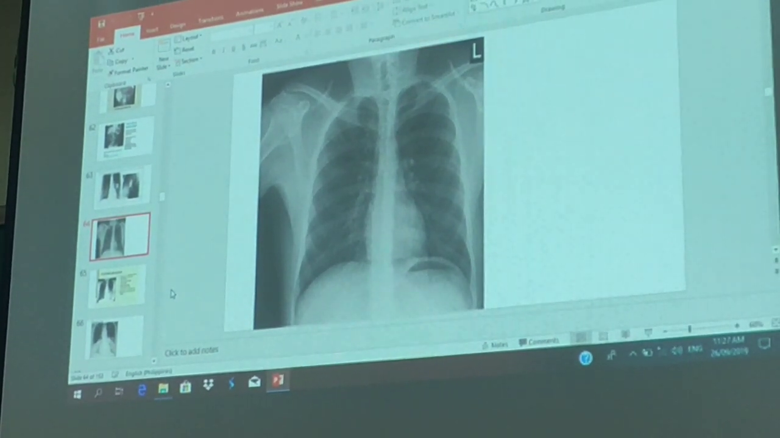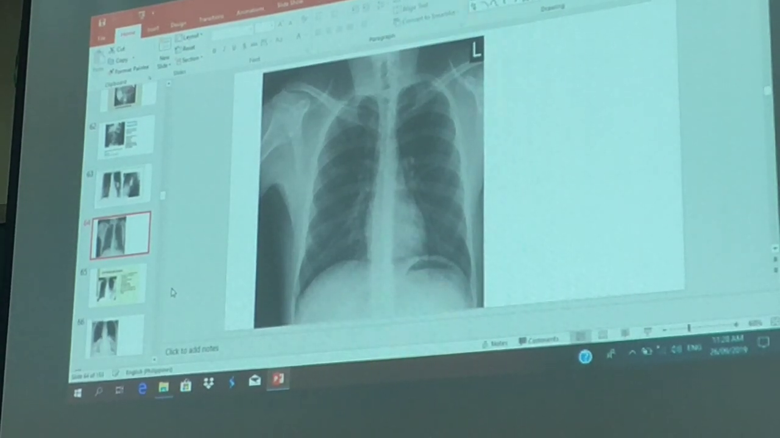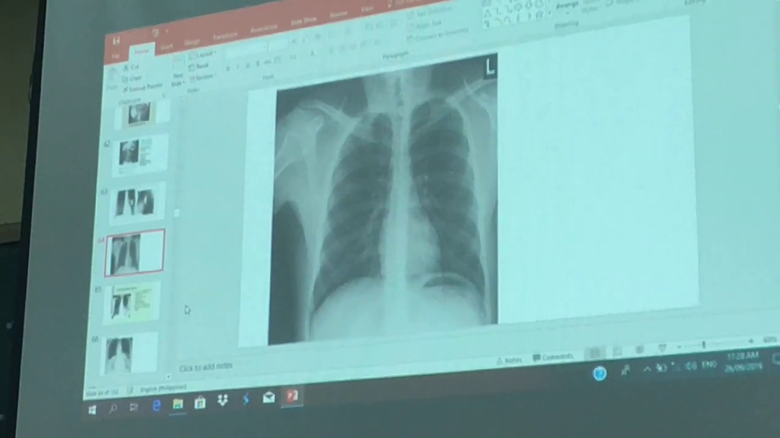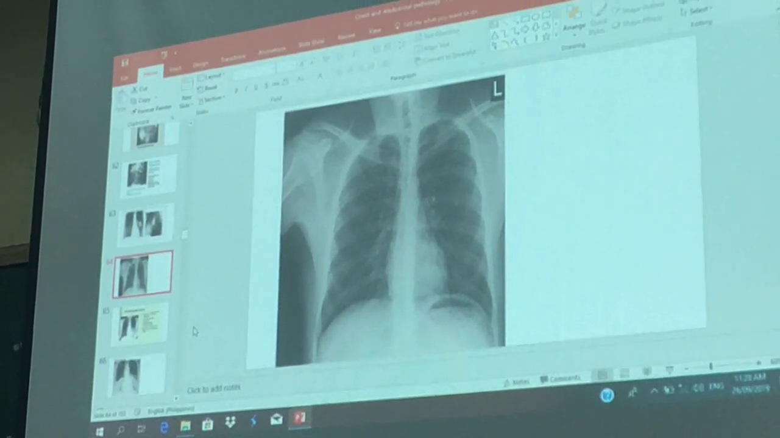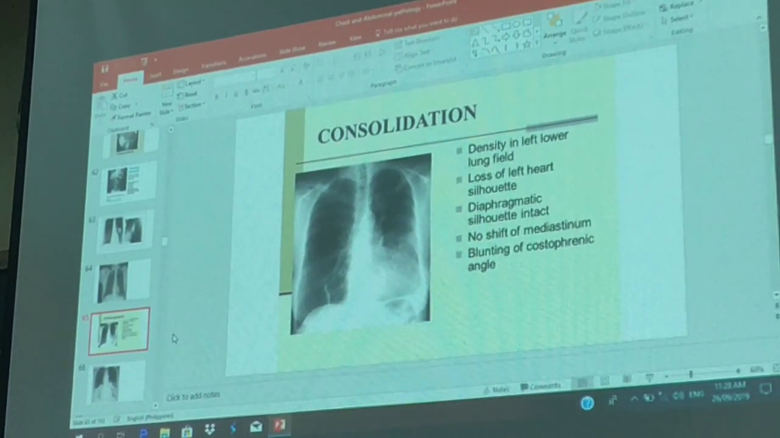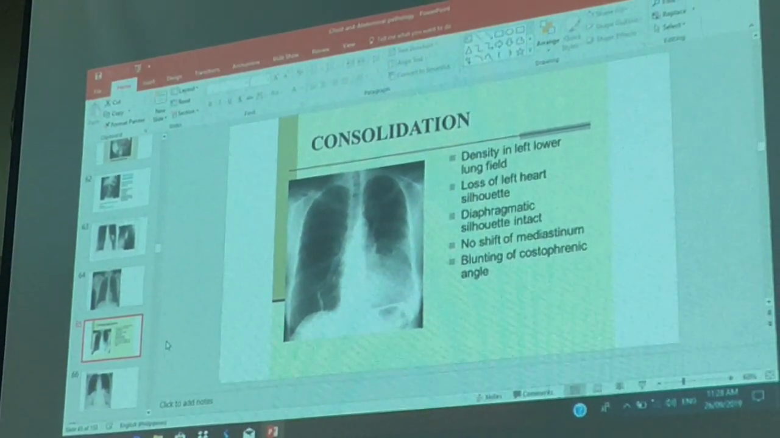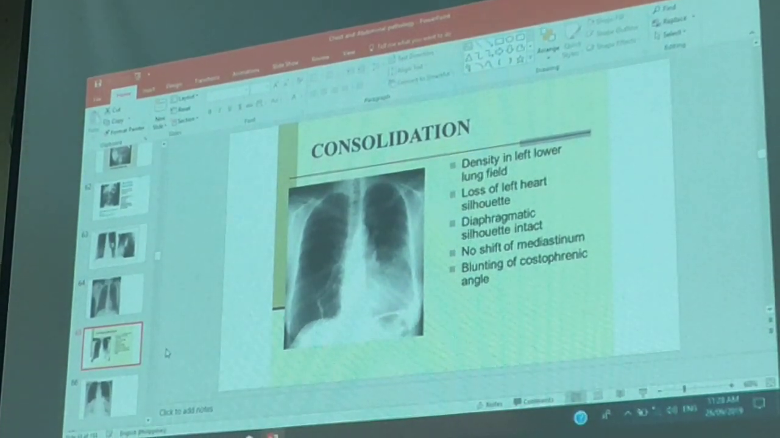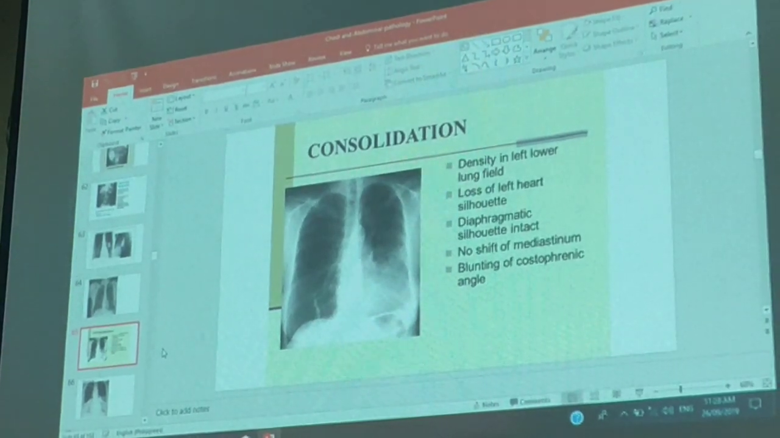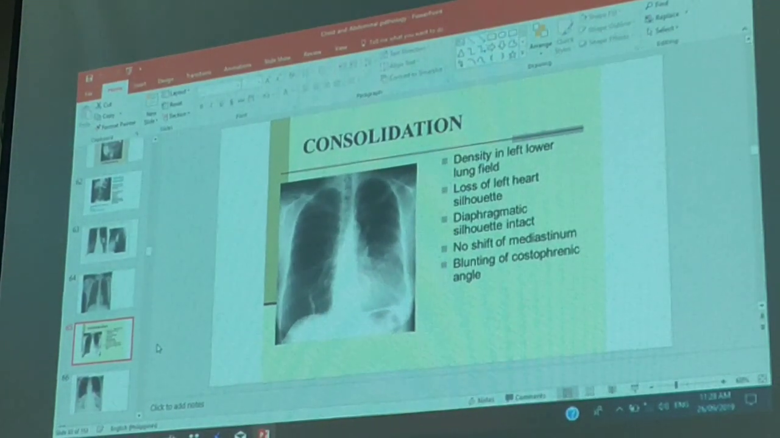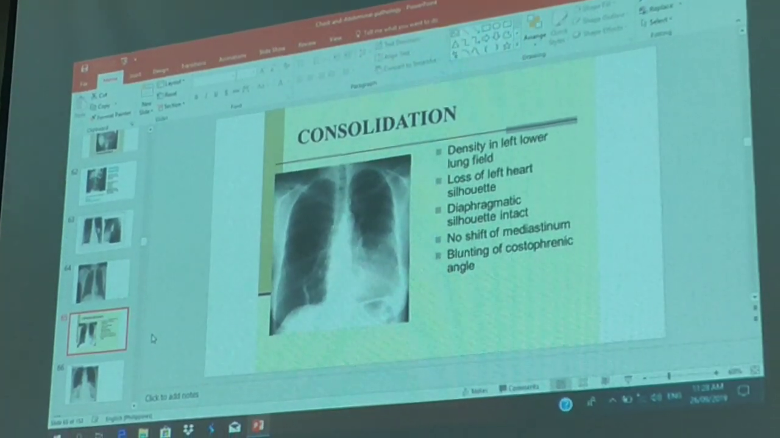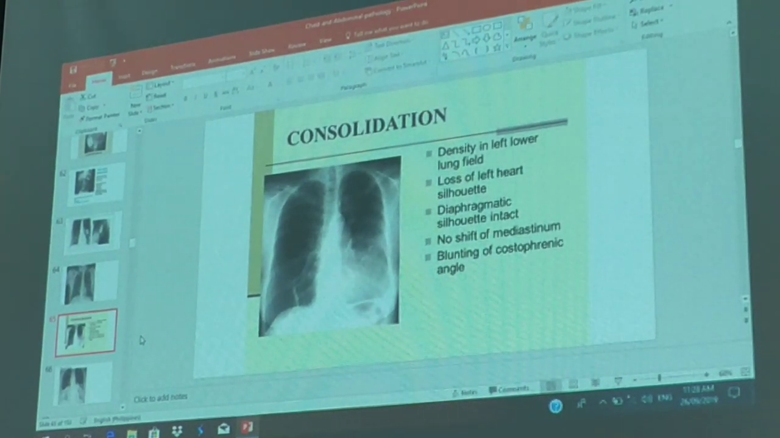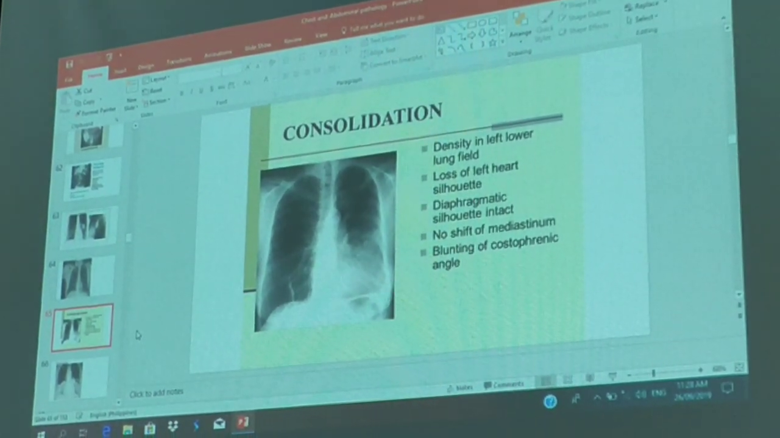Okay? So, take a look at the normal chest x-ray and then you try to tell me what do you see in this picture. So, a while ago, by the way, when you try to study your films, make sure to always compare the right and the left lung, okay?